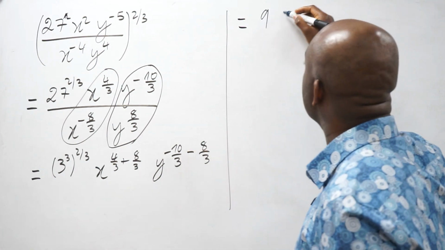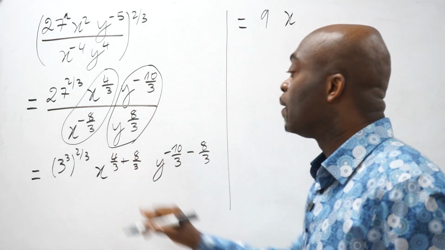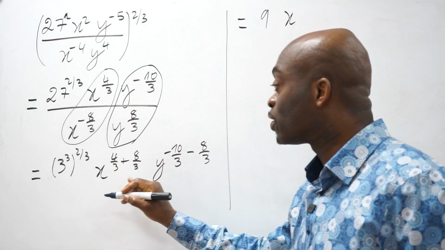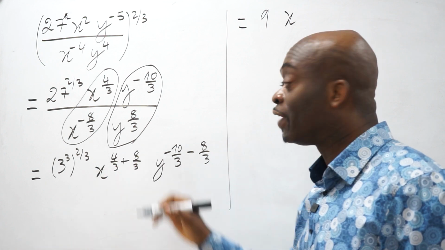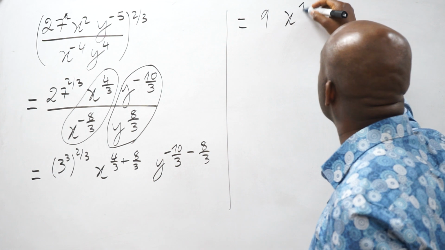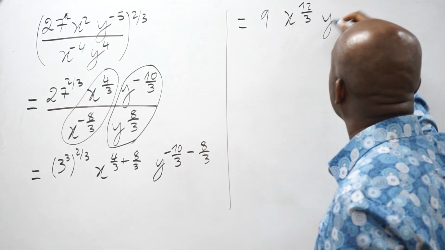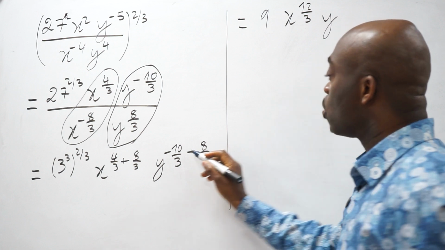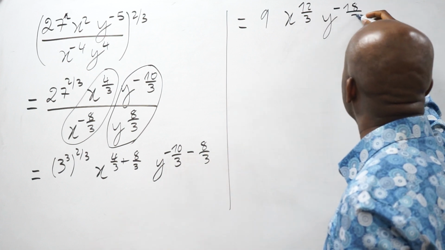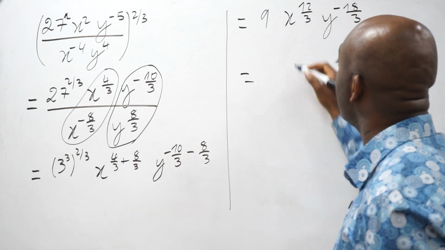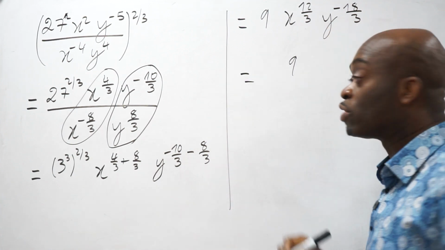Okay? Then when it comes to x, so we have 4. They have the same denominator, correct? So we don't need to find the lowest common denominator. So it's 4 plus 8, which is 12, and then 12 over 3 that we have there. And then for the y, this one is negative 18 over 3, right? Negative 18 over 3. So let's go for it. So we have 9. Then this one, 12 divided by 3, is going to give us 4.